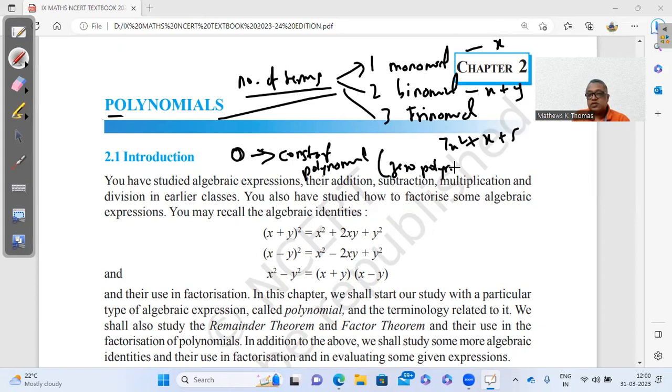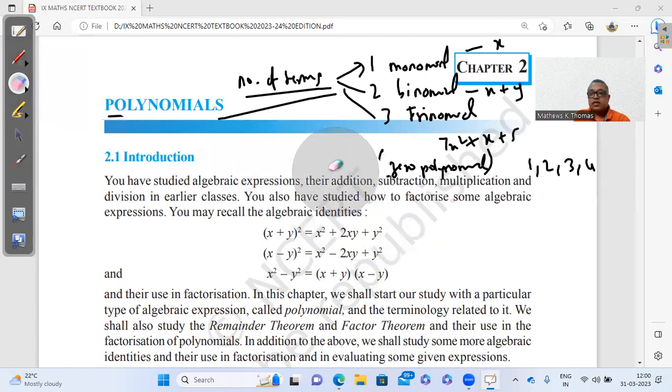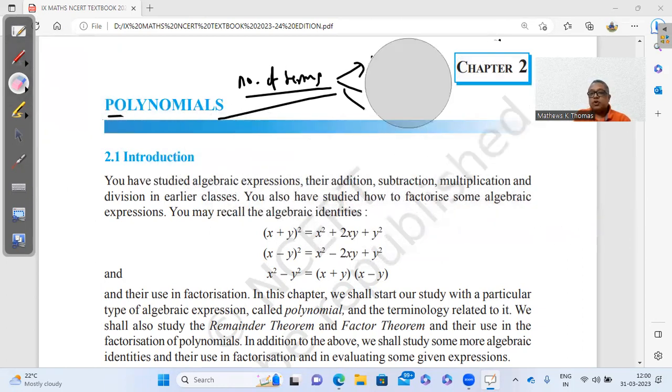In the specification, we say zero polynomial, right? There are many types of constant polynomials: 1, 2, 3, 4, 5, all these are constant polynomials. But when I'm talking about the number 0, we refer to it as a zero polynomial, right? All the others are constant polynomials.